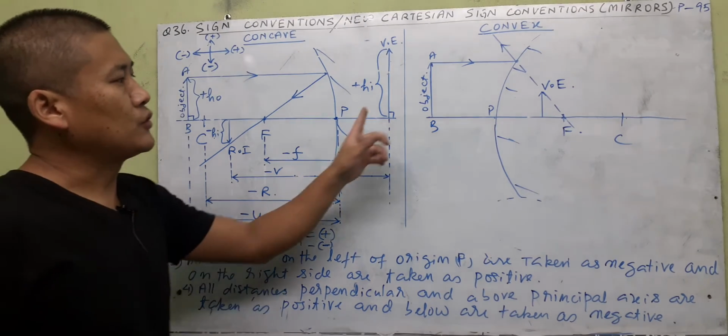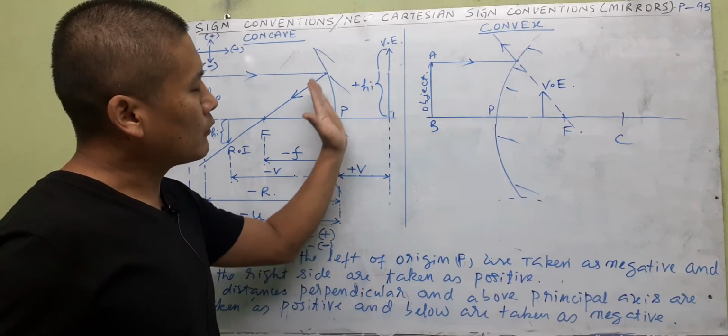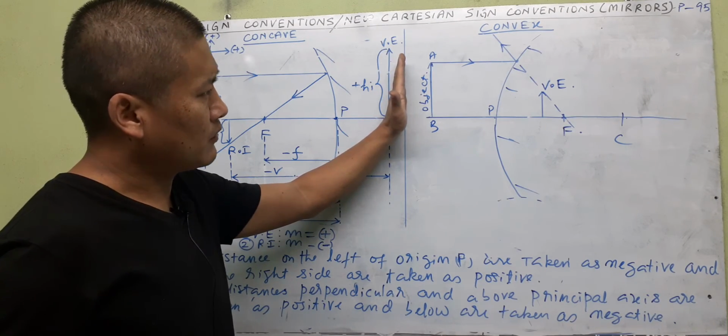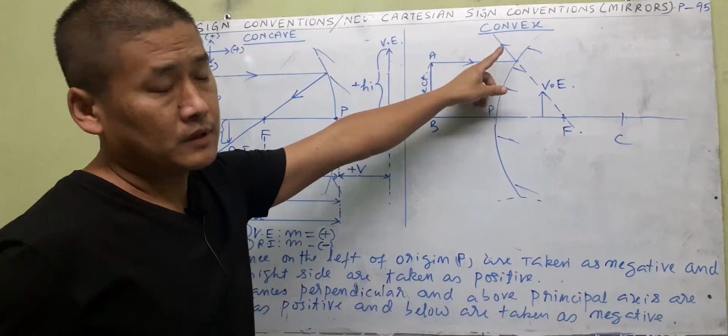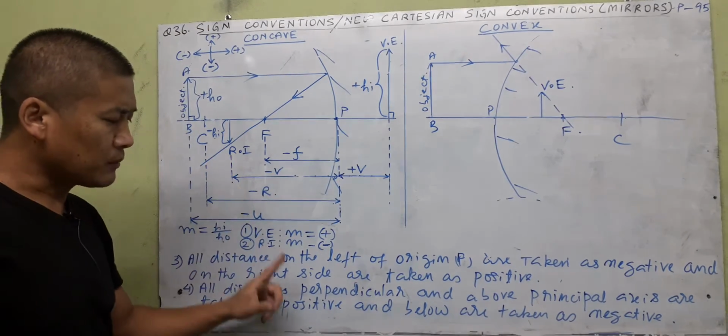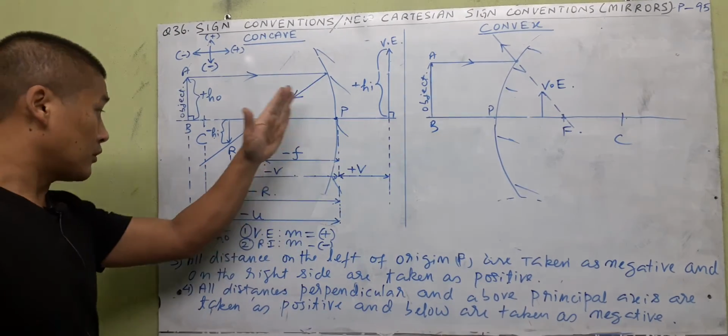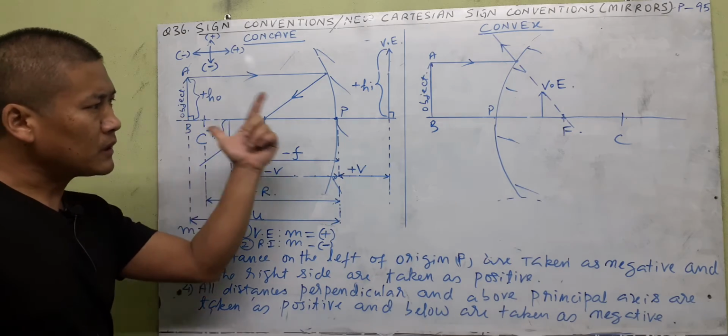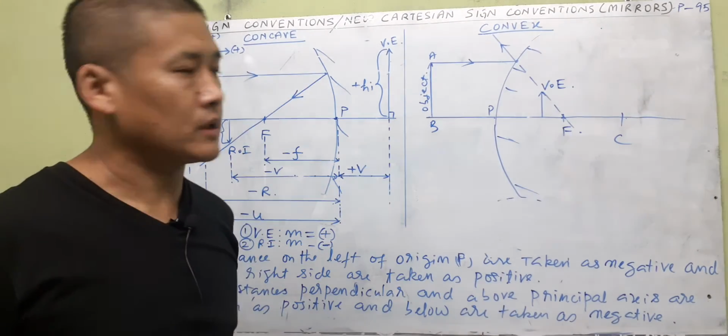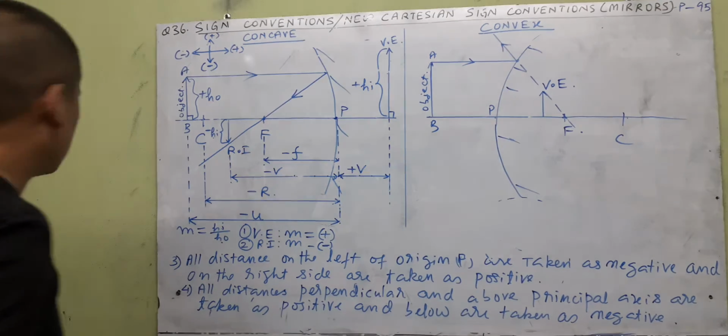Again, I'm repeating, virtual erect images, we have found out, always form on the right side or behind the mirror, but both concave and convex. Real inverted image is formed only by concave, not by convex, and is always on the left side. If you remember these 2 points, you can do any numerical. Okay, so let us mark the distances now.